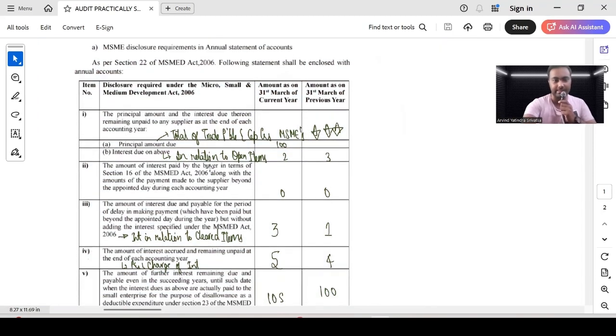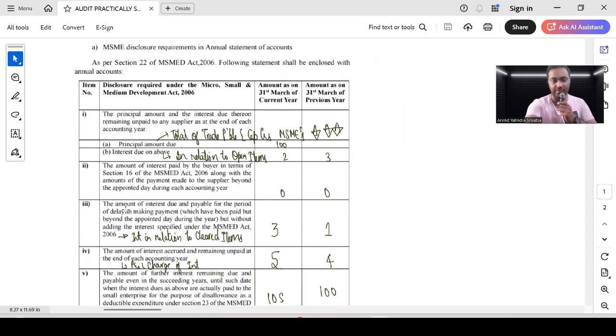Next, the amount of interest paid by the buyer in terms of Section 16 of the MSMED Act 2006, along with the amounts of payment made to the supplier beyond the appointed date during each accounting year. Usually this will be zero in the client's case, because none of the clients usually pay interest to the MSME vendors. They just accrue and keep it in their books. They usually don't pay the amount. If they have paid interest to the MSME vendors, there would be an amount coming here. Since they have not paid any amount to the MSME vendors as interest, the amount would be zero here in most cases. I hope you understood this case.